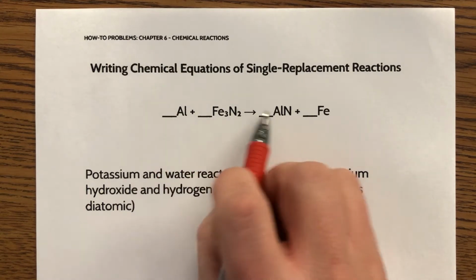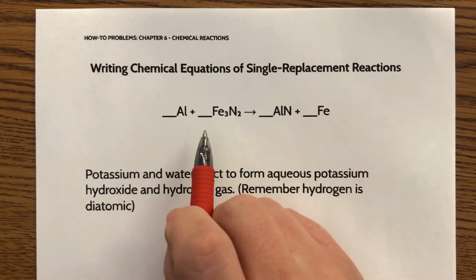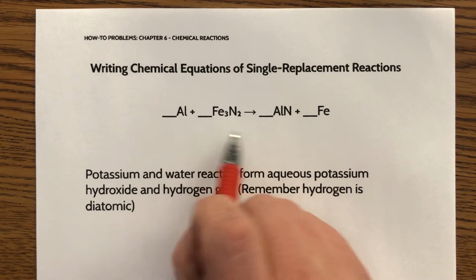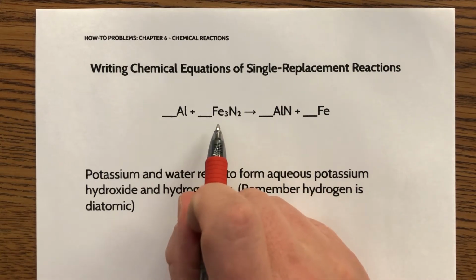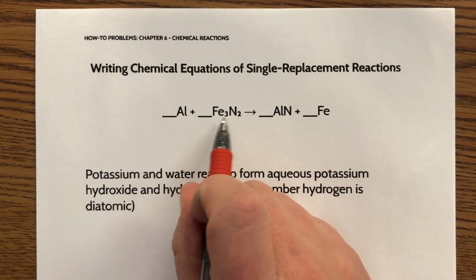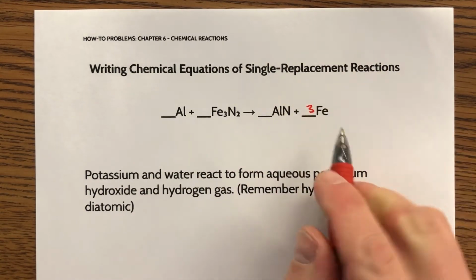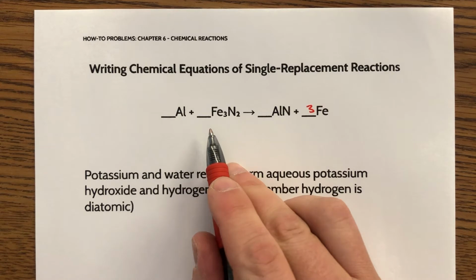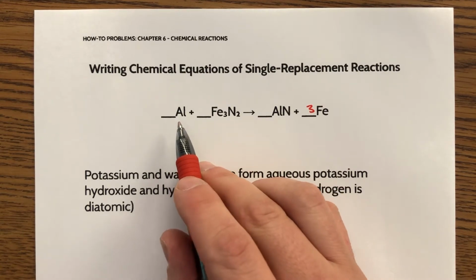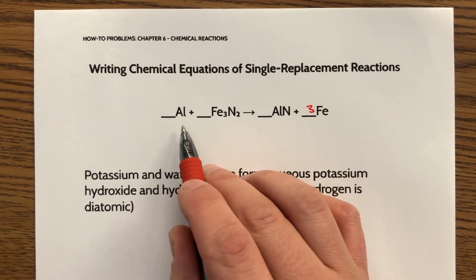So in order to balance this equation, let's start with our obscure elements, which iron is kind of our obscure element here. So there's 3 irons here and there's only 1 iron on this side, so let's add 3. So we have 3 irons and 3 irons. Okay, let's go to aluminum next. So aluminum, we have 1 and 1.